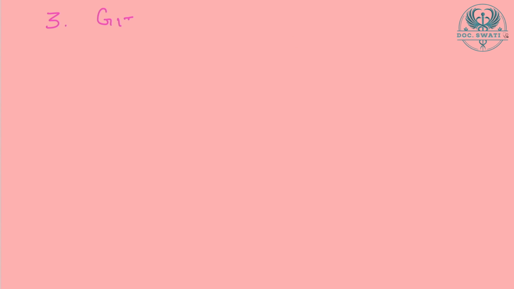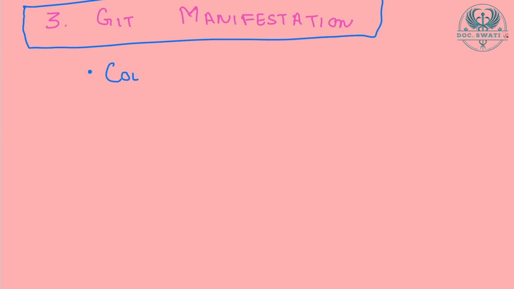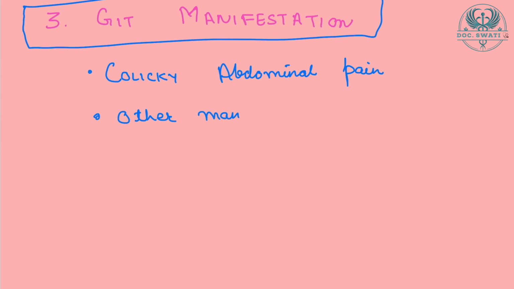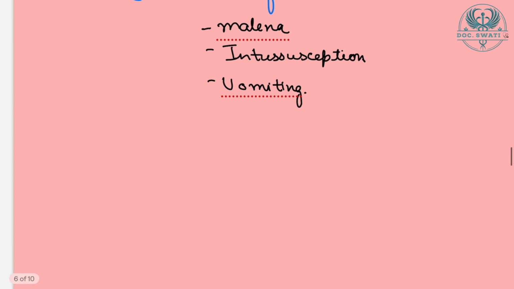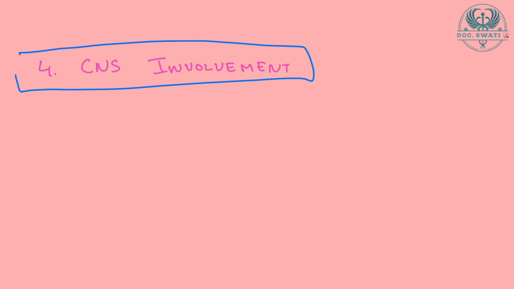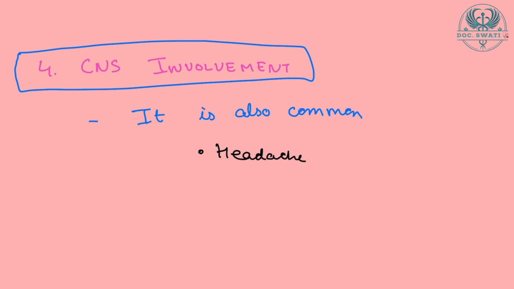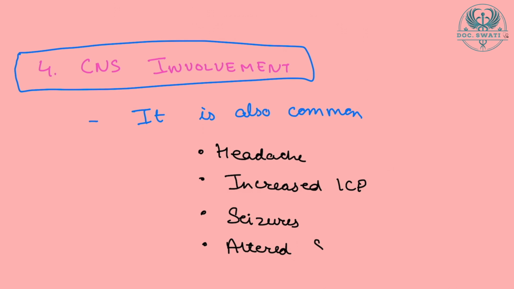Now let's move ahead and talk about the gastrointestinal manifestations. Colicky abdominal pain is present. The other manifestations include first, melena. Second, intussusception. Third, vomiting. Let's move ahead and talk about the CNS involvement. It is also common. There is a presence of headache, increased intracranial pressure, seizures and altered sensorium.